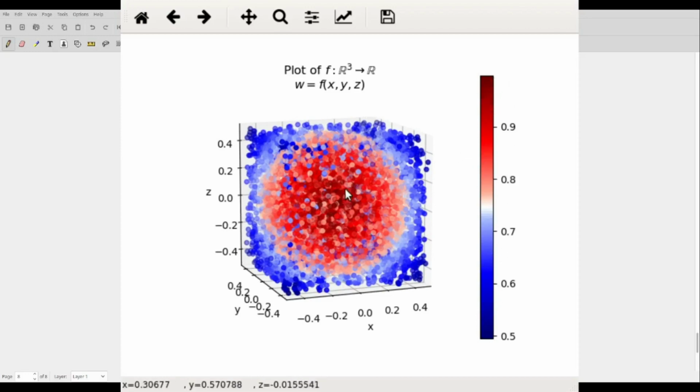Right here, and I haven't plotted all points because the domain of the function is all values of x, y, and z, but as you move away from the origin, the value is getting closer and closer to 0, the minimum value of the function.